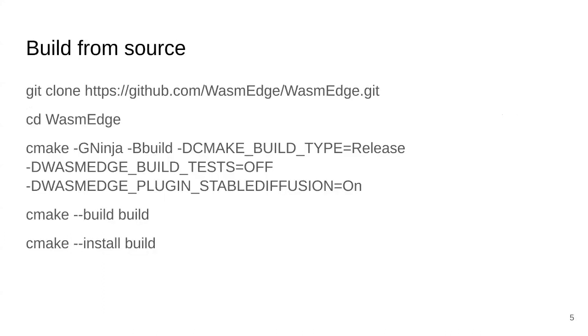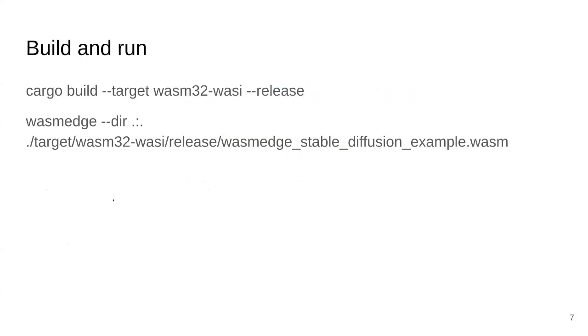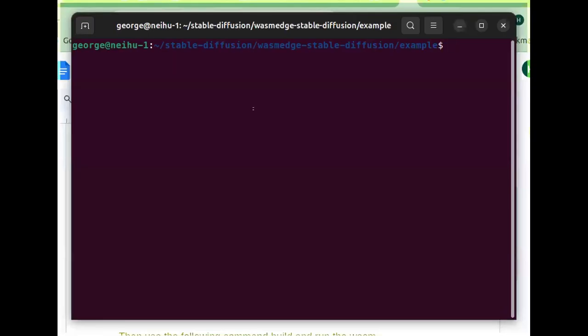Before running the example, there is some preparation that needs to be done. First, you need to build WasmEdge with Stable Diffusion. You can follow the command to install WasmEdge. Then download the Stable Diffusion model. In the repo, you can choose the quantized model, or you can download the CKPT weight to quantize by yourself. Then follow the command to build and run the Wasm. Can you see the terminal?